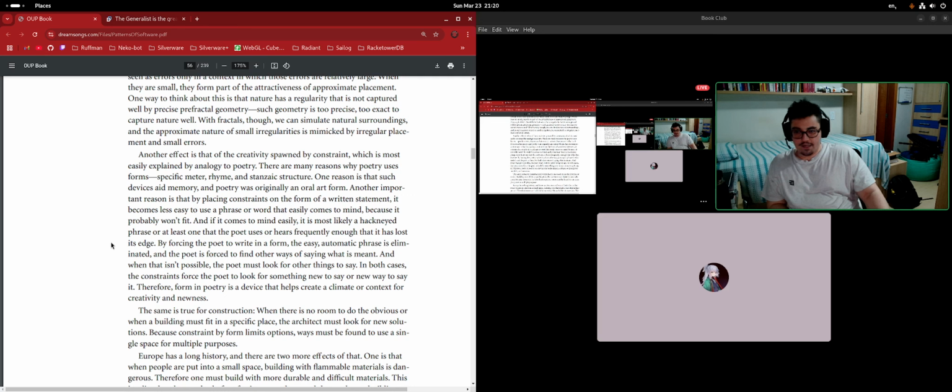Now we're going to go back to poetry. So another fact is that creativity is spawned by constraint, which is most easily explained by an analogy to poetry. There are many reasons why poetry uses forms, rhyme, stanza structure. One reason is that such devices aid memory, and poetry was originally an oral art form. Another important reason is that by placing constraints on the form of a written statement, it becomes less easy to use a phrase or word that easily comes to mind because it probably won't fit.